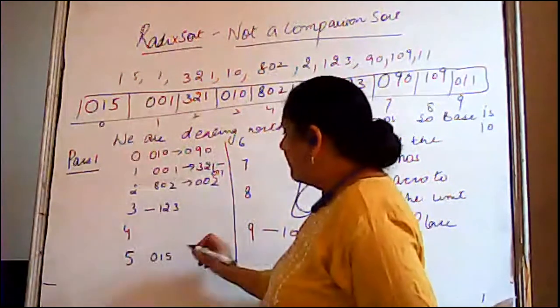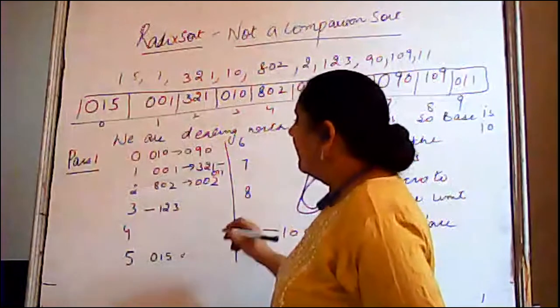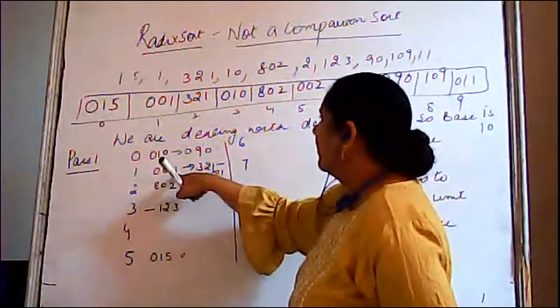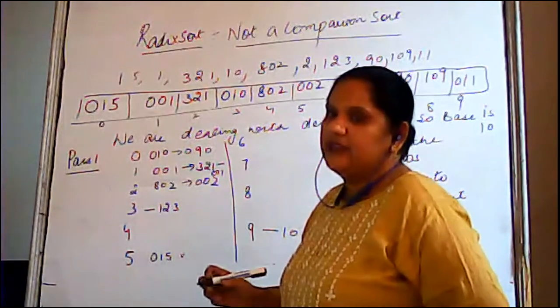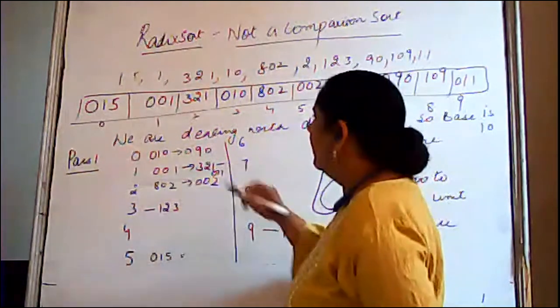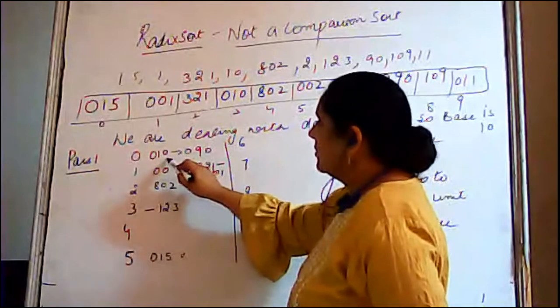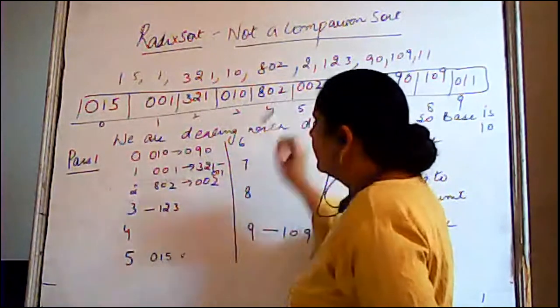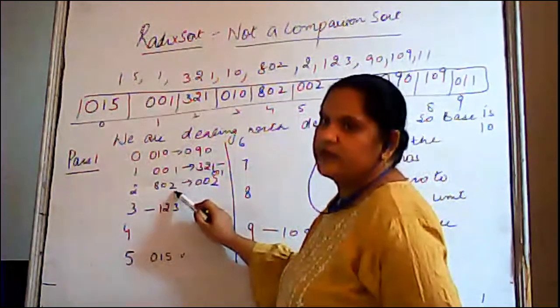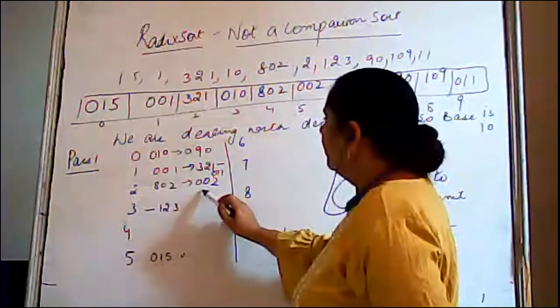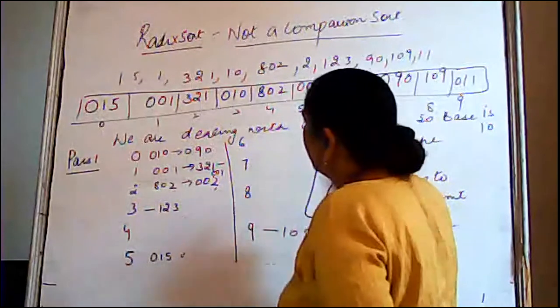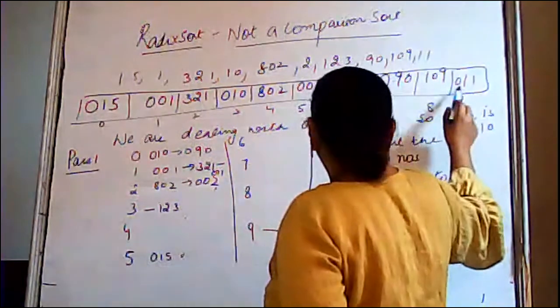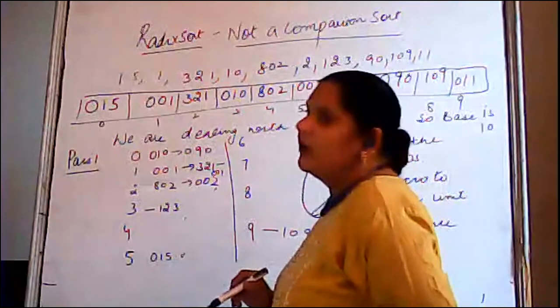So 015 will come to bucket number 5. 001, having 1 at the unit place, will go to bucket number 1. 321 also has 1 at the least significant digit, so it will come here. 010, 0 at the last. 802, 2 at the last, goes to 802. Then 002. 123 will go to bucket number 3. 090 will go to bucket number 0. And 011 will go to bucket number 1.